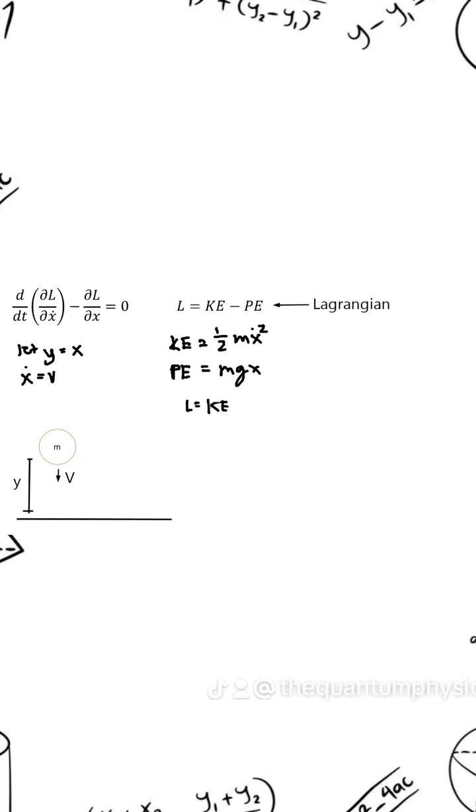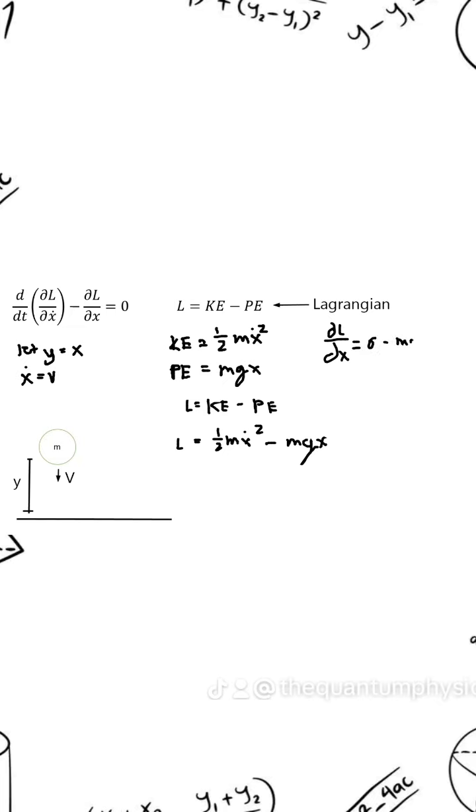Now we know the kinetic energy and the potential energy here. It's going to be 1/2 m velocity squared, and the potential energy is mg times x. So what we're going to do is plug it into the Lagrangian equation here. So we have this. So after we have that, what we're going to do is take its partial derivative with respect to x, or we can just take the partial derivative of the Lagrangian with respect to x dot.